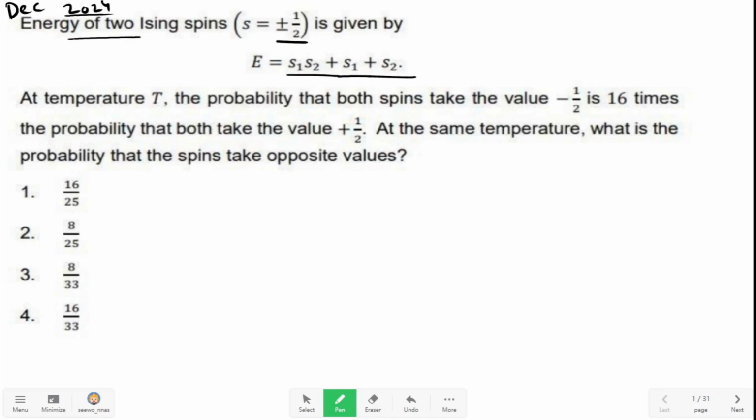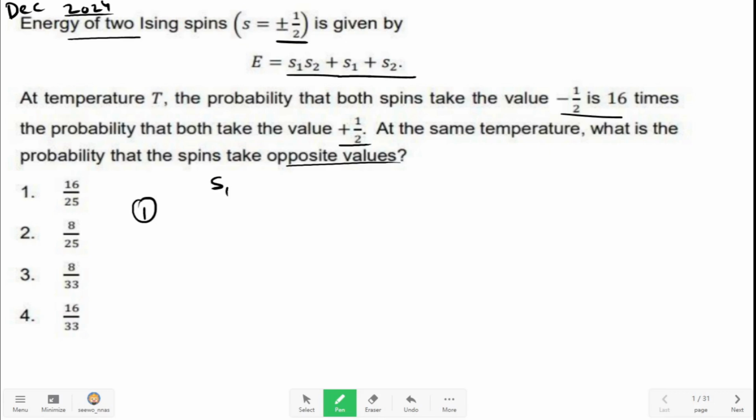Now at temperature T, the probability that both spins take the value minus 1 by 2 is 16 times the probability that both take the value plus 1 by 2. At the same temperature, what is the probability that the spins take opposite values? So first of all, let us write the possible configurations.